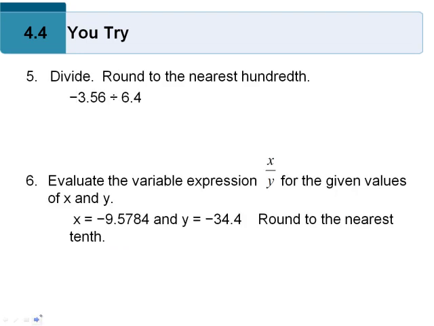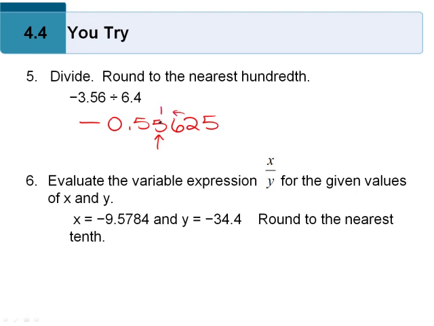All right, number 5, divide, round to the nearest hundredth. So a negative divided by a positive is a negative. 3.56 divided by 6.4 comes out to be a negative 0.55625. It says to round to the nearest hundredth. So this second 5 here is in the hundredths place. So we look at the 6. That's going to round that up.